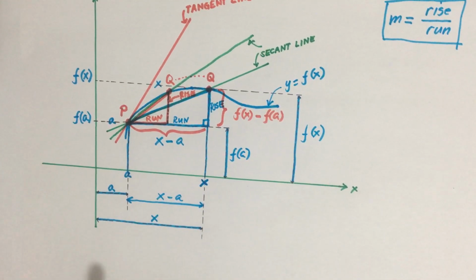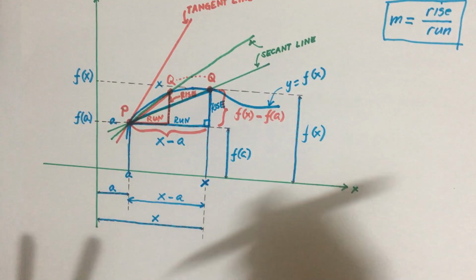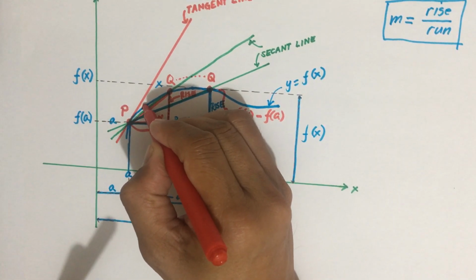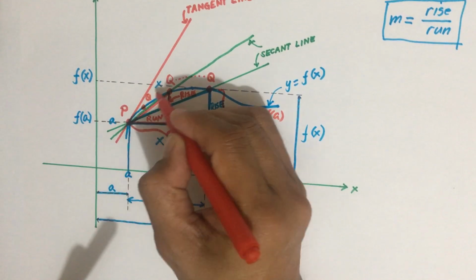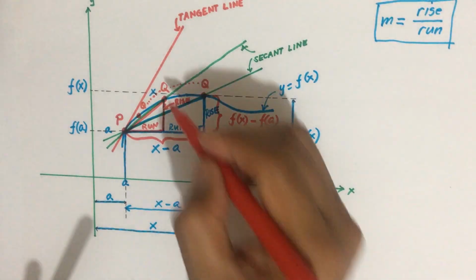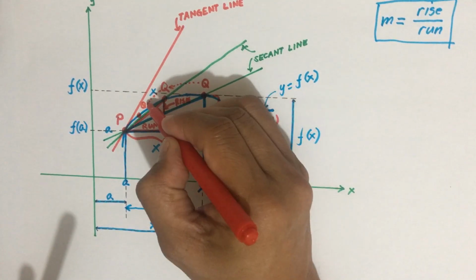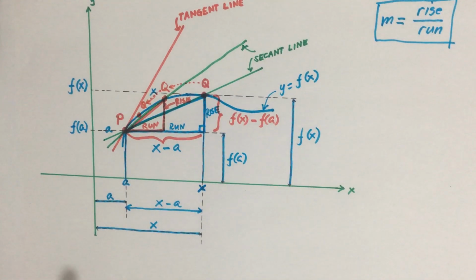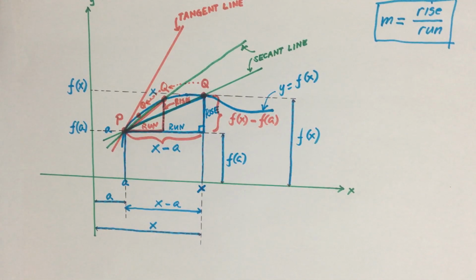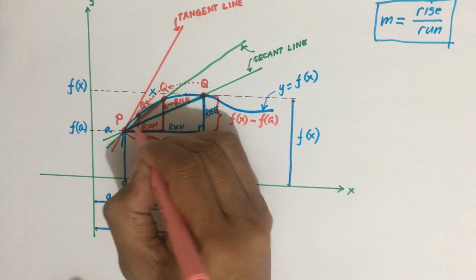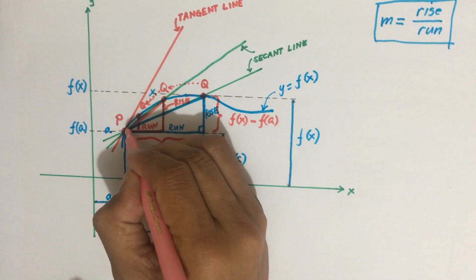Then as point Q moves further, it moves again here. So this is our new position of our Q. Okay, so Q is moving. What will happen is that we have now the new position of our Q, and this is now the resulting triangle. So we have another triangle.